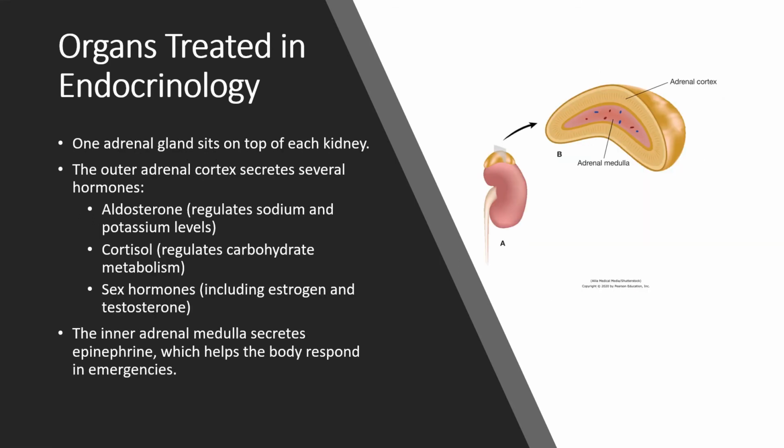1 adrenal gland sits on top of each kidney. The outer adrenal cortex secretes several hormones: aldosterone that regulates sodium and potassium levels, cortisol that regulates carbohydrate metabolism, and sex hormones including estrogen and testosterone. The inner adrenal medulla secretes epinephrine, which helps the body respond in emergencies.